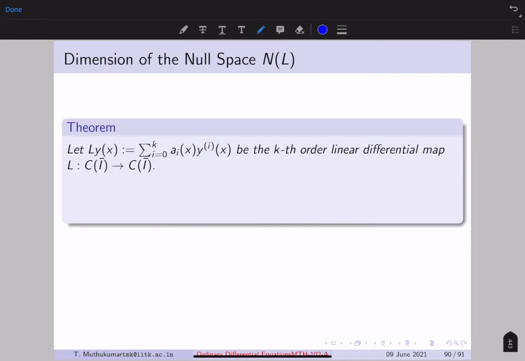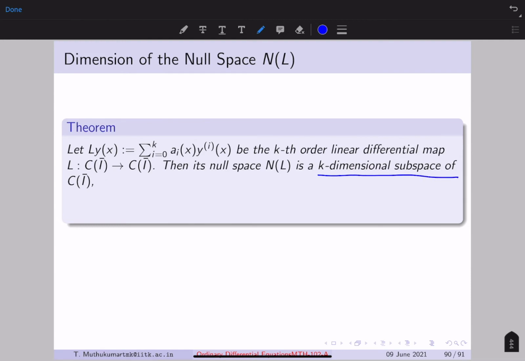Once we have the notion of linear dependence and linear independence, we can introduce the notion of dimension of a subspace. We have already seen that the null space is a subspace, which means the null space can have a dimension. This theorem tells you that for a kth order linear differential operator, the null space is always k dimensional. That's an interesting result.